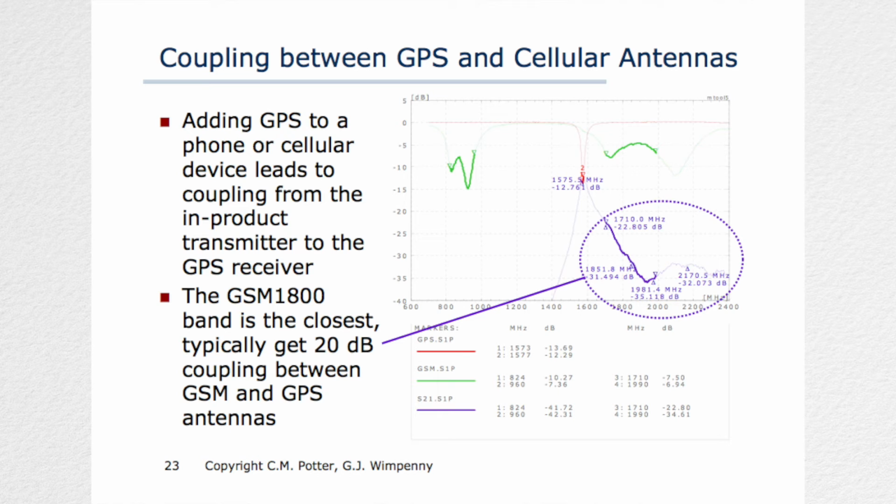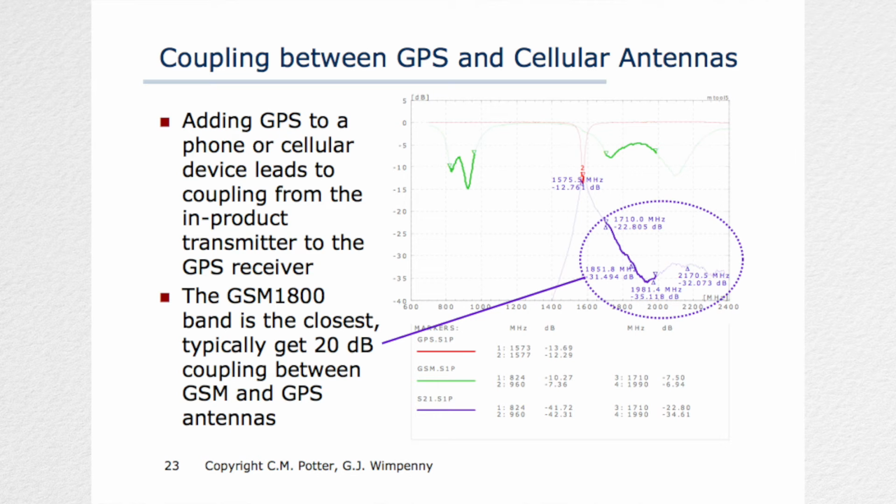The green curve is the return loss of a pentaband GSM 3G antenna, and the red curve is the return loss of a GPS device. The blue curve here shows how the two couple together. So the issue is, if there is a lot of transmit signal at 800 or 900 megahertz, how much of that gets through to the GPS receiver?